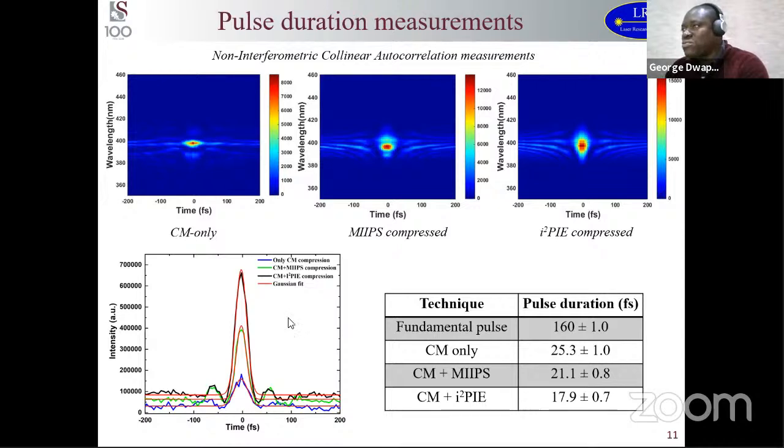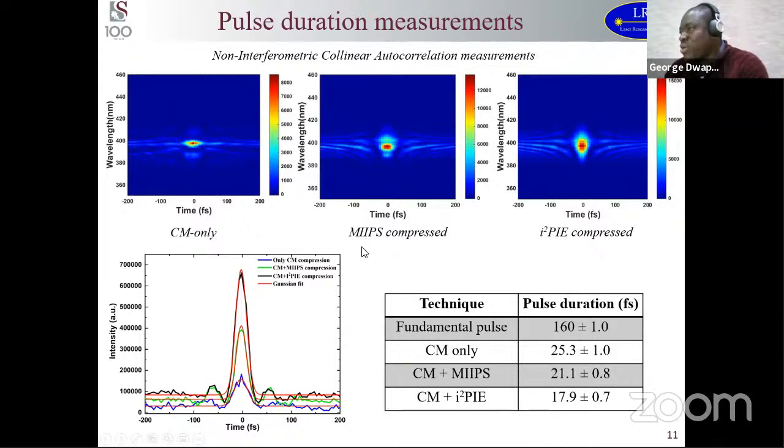To verify it, we measure the pulse durations. And here we use non-interferometric collinear autocorrelation measurements. Now, like I said, some people can only do pulse compression just using chirped mirrors. So obviously for the supercontinuum, as soon as it bounces off the chirped mirrors, we know that it's compressed, but to what extent? So we measured that one here.